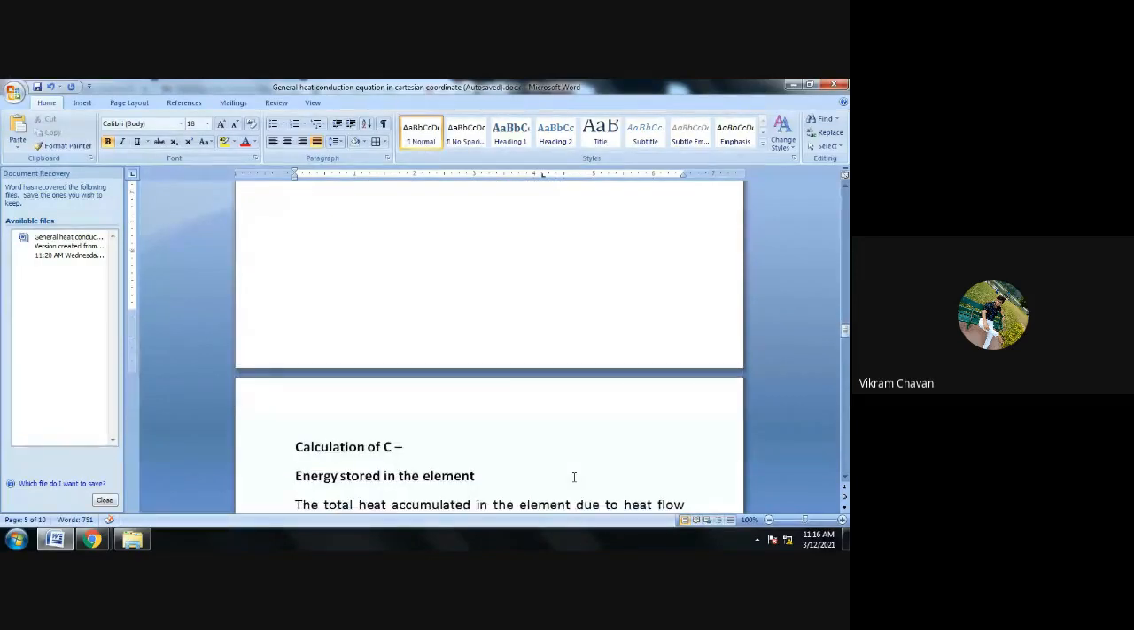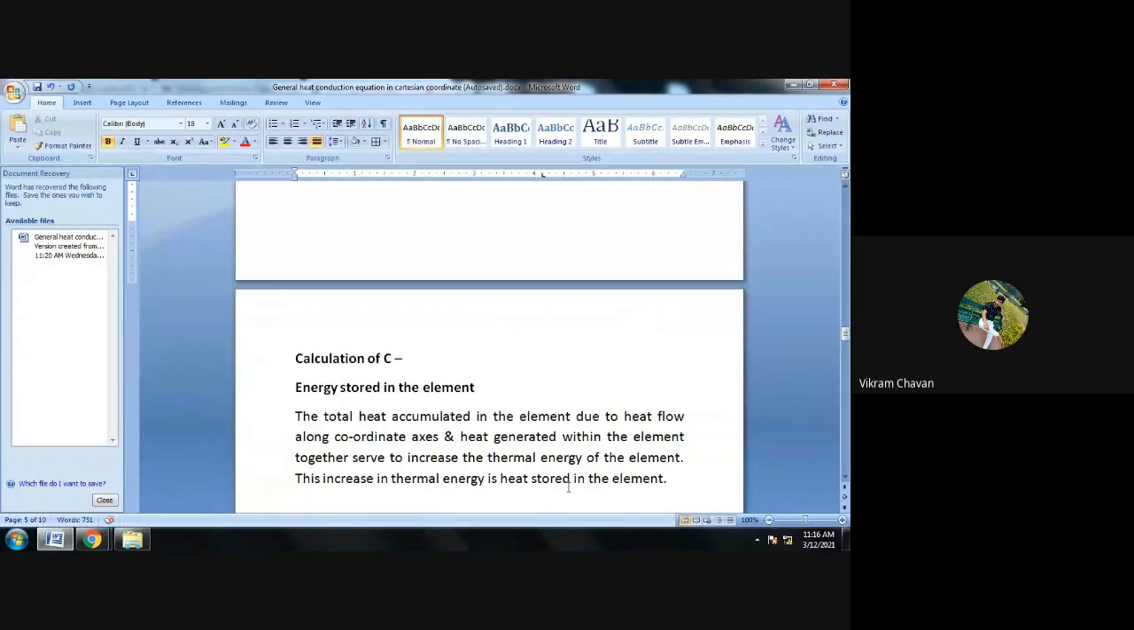Now we are moving towards part C, that is the energy stored in the element. Remember one thing, the total heat accumulated in the element due to heat flow along coordinate axis and heat generated within the element together serve to increase the thermal energy of the element. This increase in thermal energy is heat stored in the element.